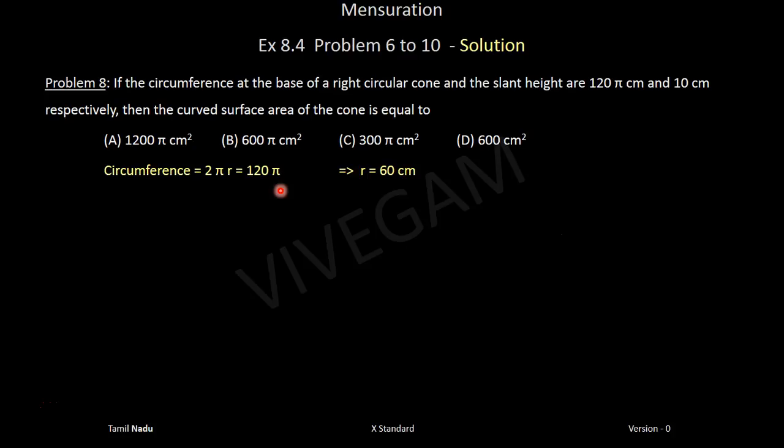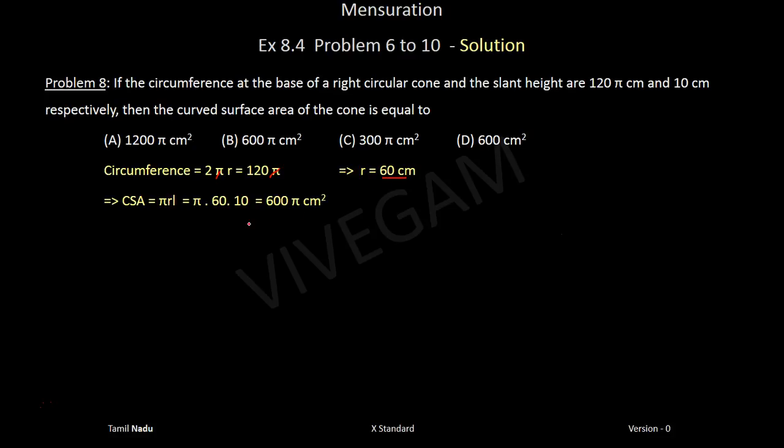Right? But we are not given R directly, so what we have to do is that circumference is 2 pi R and that is equal to 120 pi. That is what is given, right? The circumference is 120 pi, right? So what will happen? This pi and this pi will cancel. And so you'll get 2R is 120. So R will be 120 by 2, that is 60 centimeter.